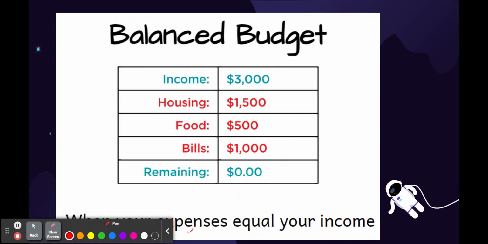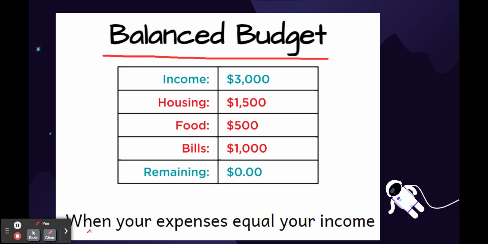And a balanced budget is what we always want. A balanced budget is when your expenses are equal to your income or are less than your income, right? So, we always want to make sure our expenses are equal to or less than our income.